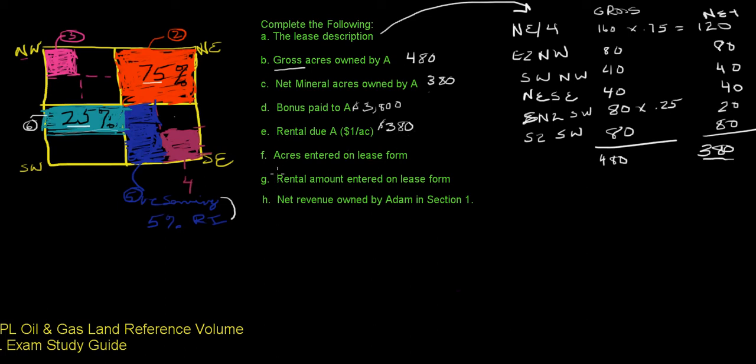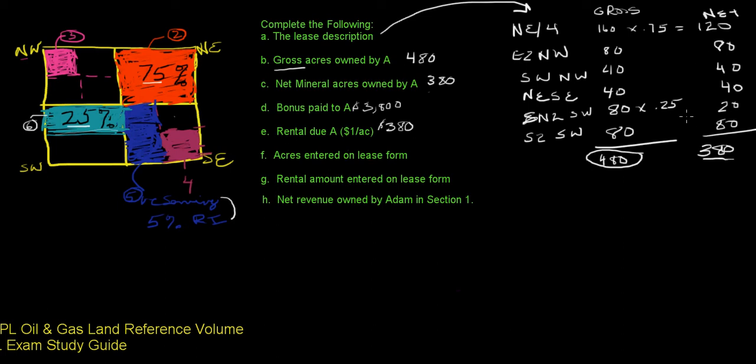Now, the acres entered on the lease form is going to be the gross acres. Now, why is that? That's because there is a clause in the oil and gas lease that allows us to reduce the ownership interest or reduce the rental amount based on the actual ownership. That's called the proportionate reduction clause. And so if we have that clause, we don't really need to calculate out the net acres.